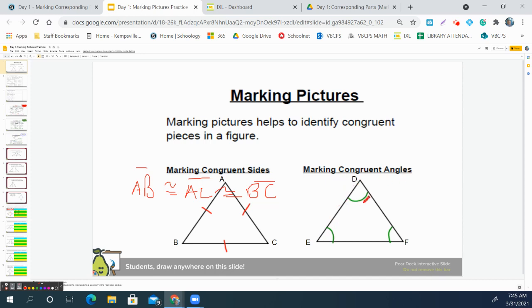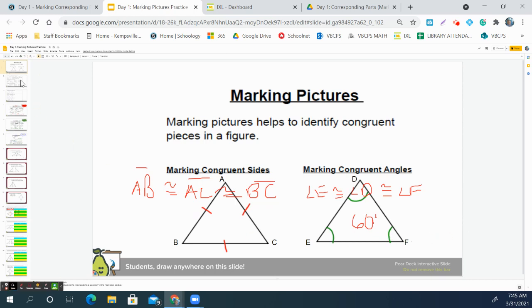And same thing with angles. I use these angle loops to mark congruent angles. So anything with a single loop, all of those things are going to be congruent to each other. So all of those angles equal 60 degrees. I could write angle E is congruent to angle D, which is congruent to angle F, right?